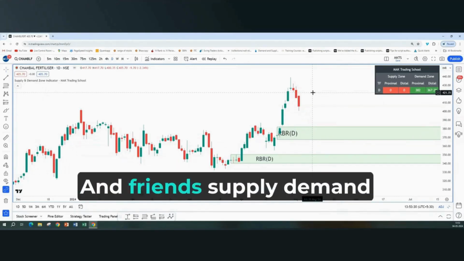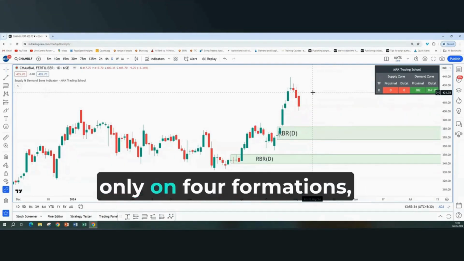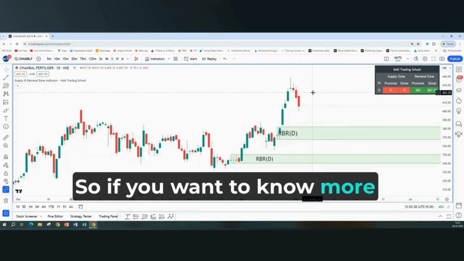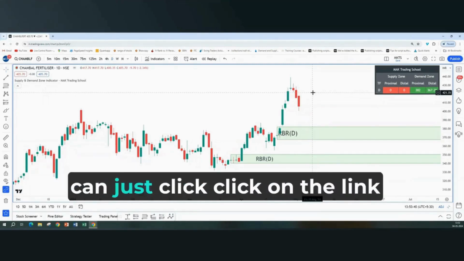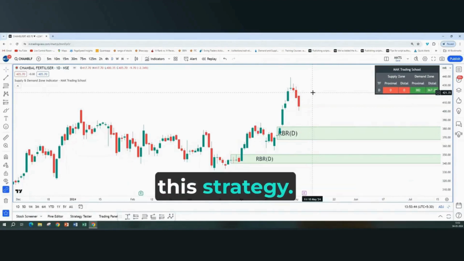And friends, supply demand trading strategy is a very simple strategy which focuses only on 4 formations, 2 for demand and 2 for supply. So if you want to know more about supply demand trading, you can just click on the link in the description and you'll get to know more about this strategy.